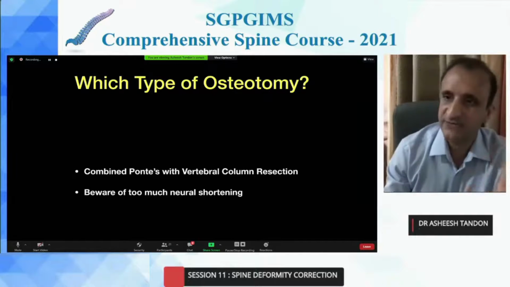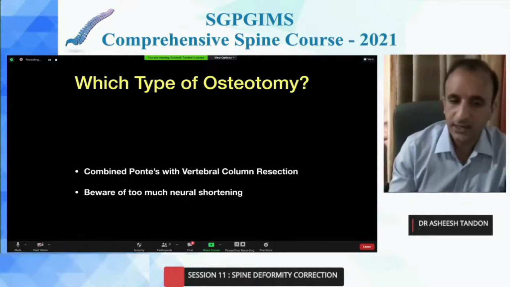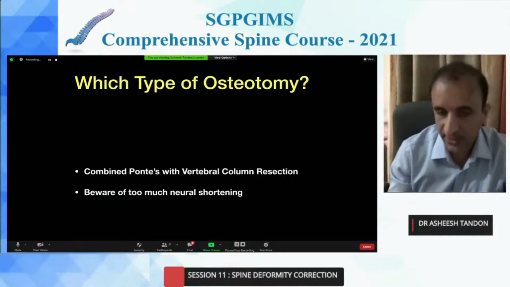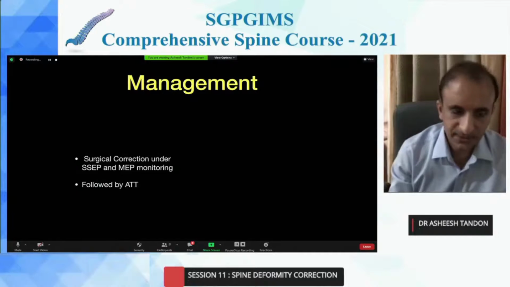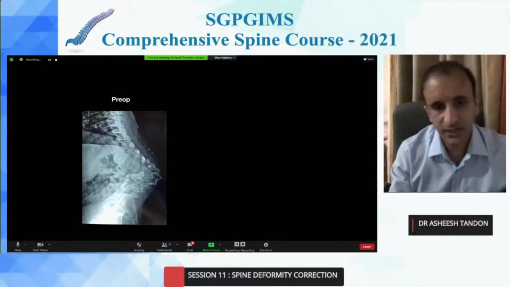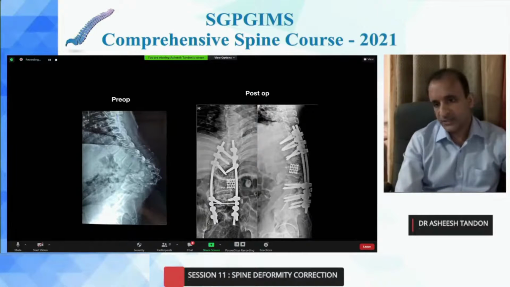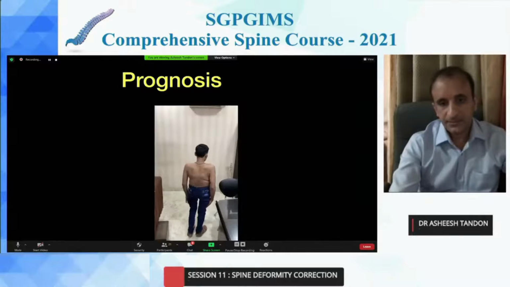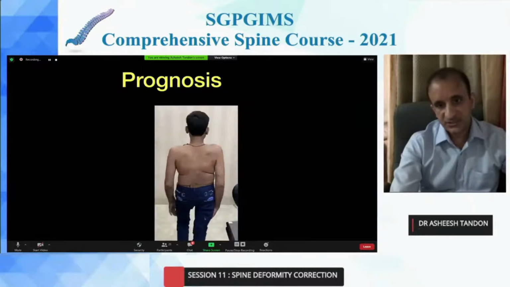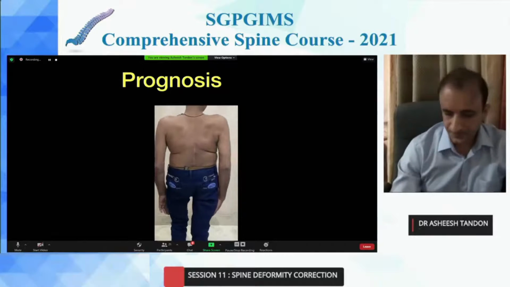Especially in severe deformities, you have to be aware that you cannot do too much neural shortening, and you need to monitor all this through SSEPs and MEPs. After correction, you continue with the anti-tubercular therapy. So this was the pre-op, and this is the post-op which we could achieve. This is the patient almost 6 months after surgery.